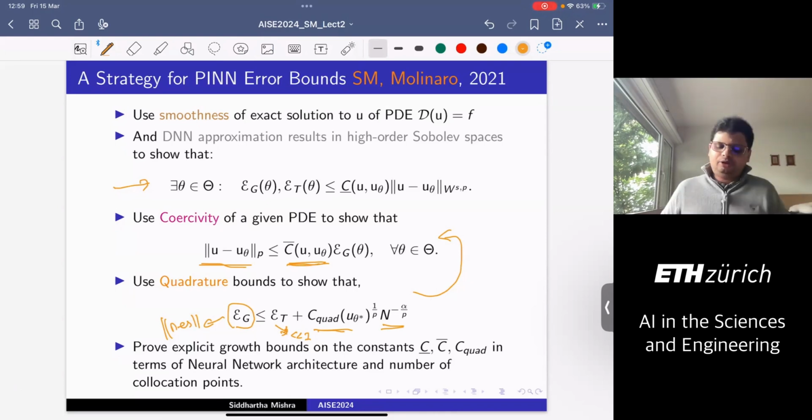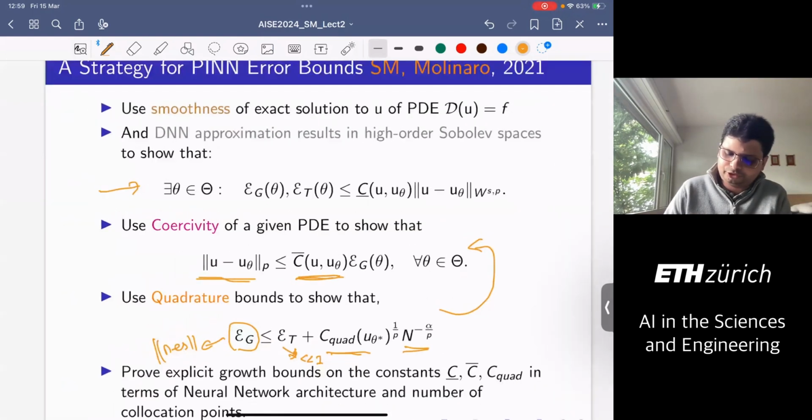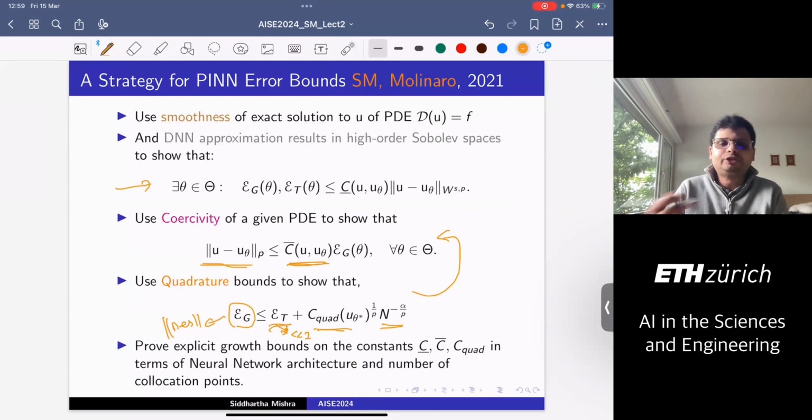That tells us the quantum of this loss function here. And then if you have a sufficient number of quadrature points, this tells us that we need a sufficient number of quadrature points that will make the residual small. And then, depending on the properties of the PDE, the total error is going to be small.